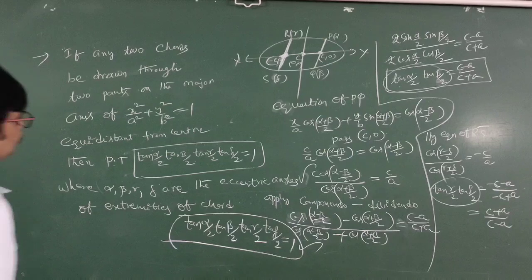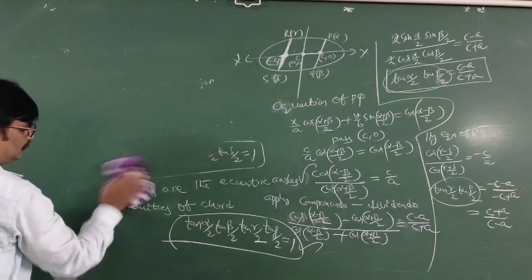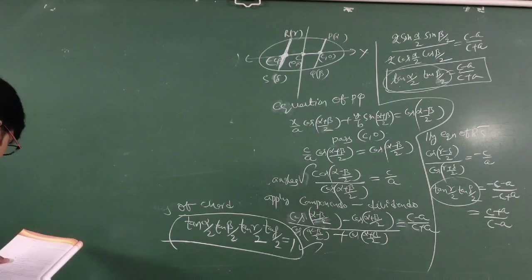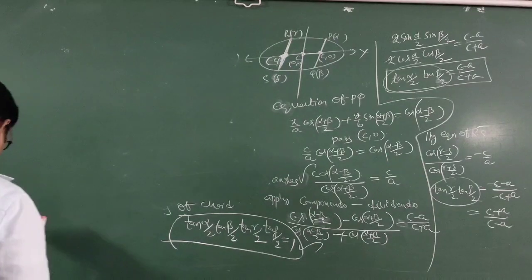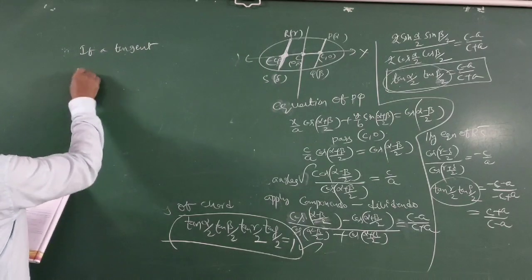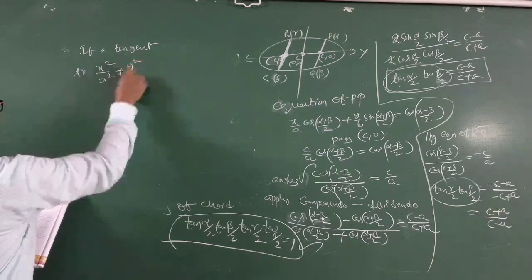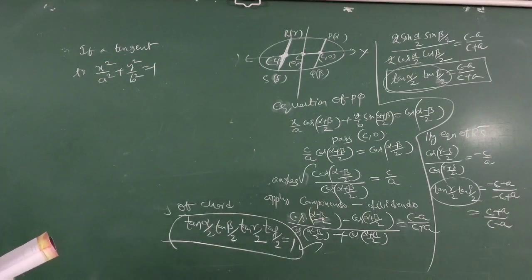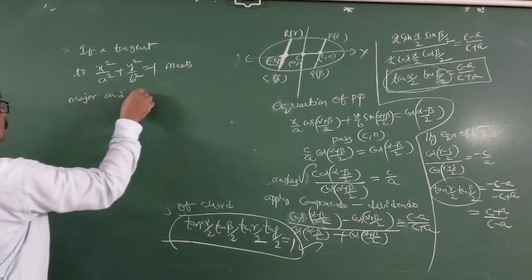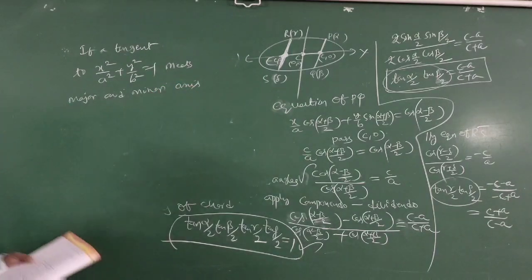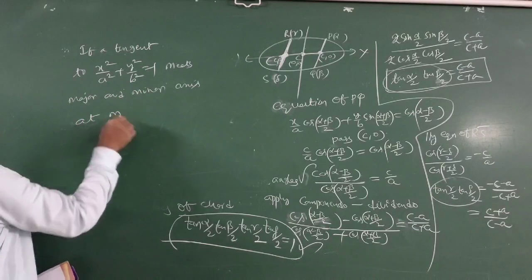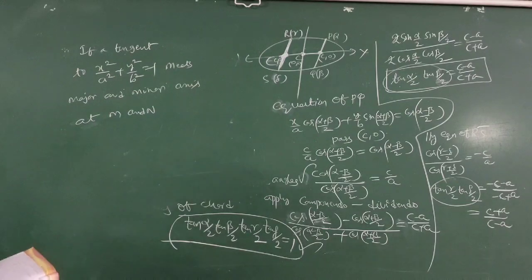Now students, the third question. Write down: if a tangent to the ellipse x square by a square plus y square by b square equal to 1 meets the major and minor axis at M and N.